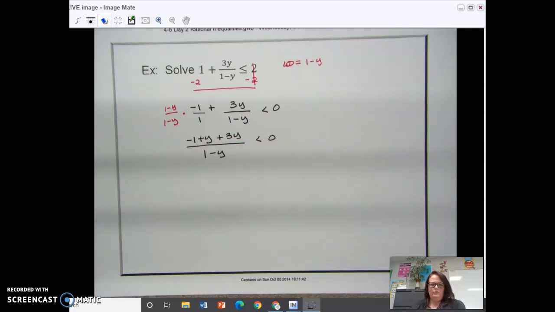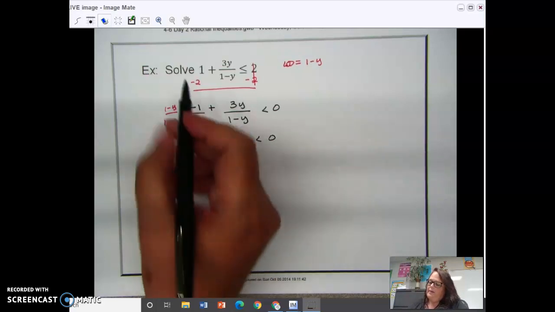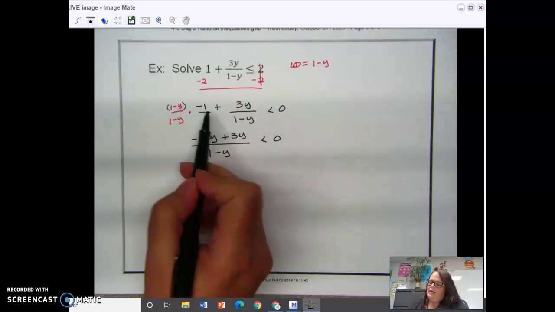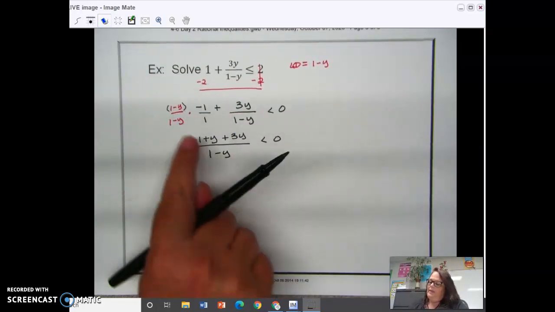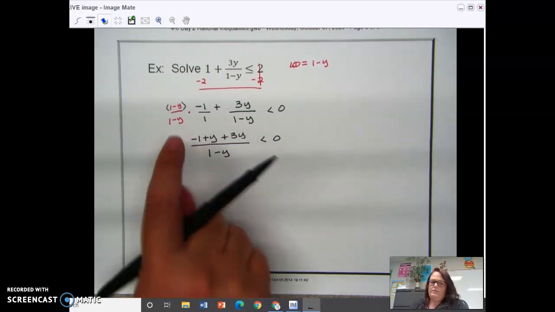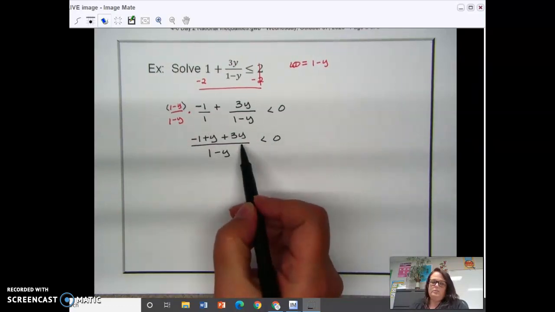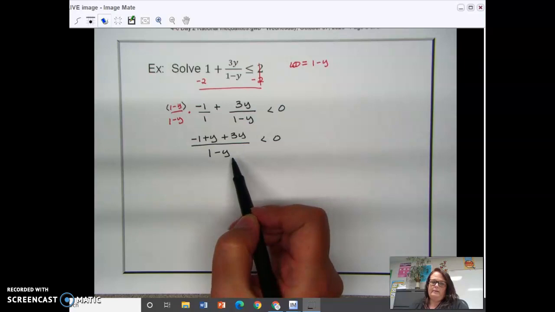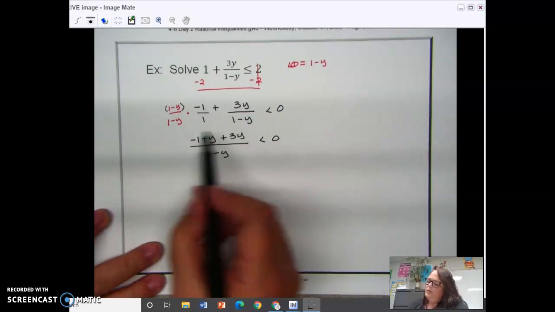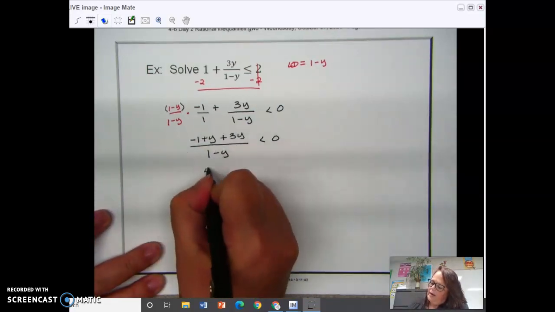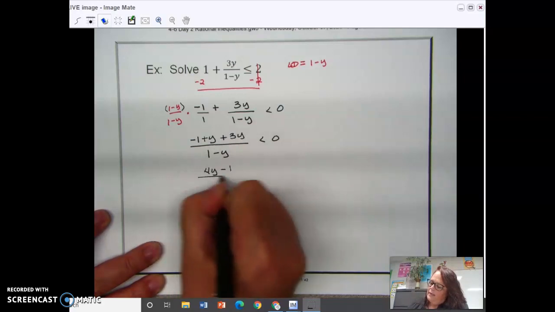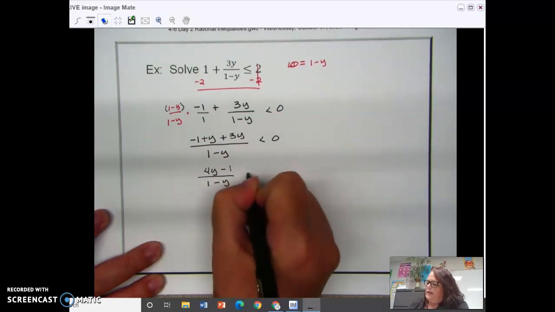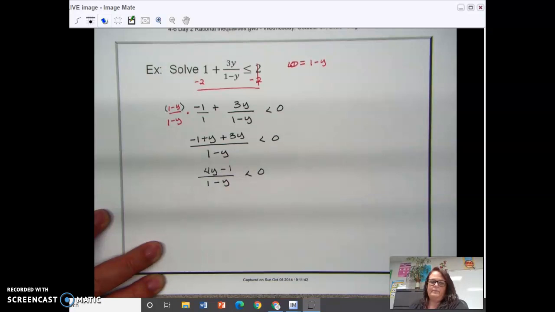And I apologize if that was too many steps at once, but essentially what I did is distributed the -1, and then I noticed that now my denominators are the same, so I went ahead and combined the numerators over the same denominator. So cleaning this up, in my numerator I have 4y minus 1, and in my denominator I have 1 minus y, less than 0. So hopefully that's what you got. If not, hopefully you're starting to see how to do that.